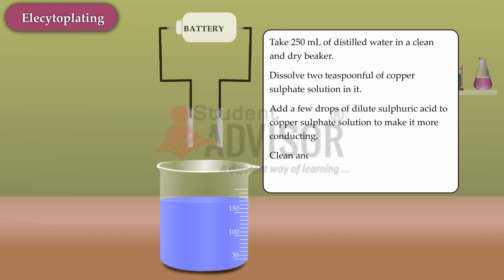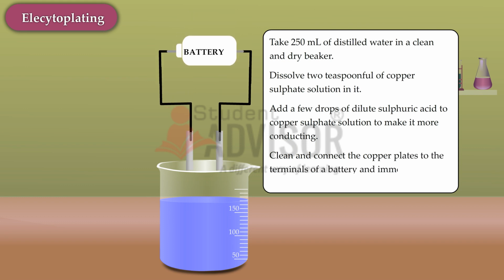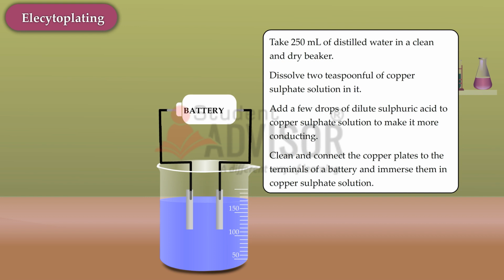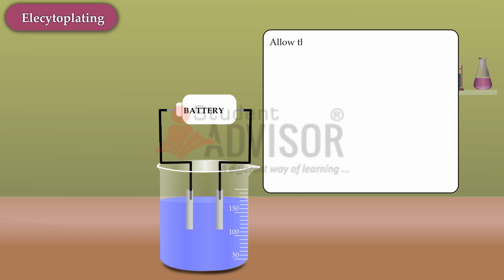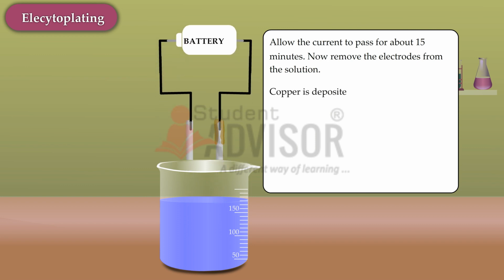Clean and connect the copper plates to the terminals of a battery and immerse them in copper sulfate solution. Allow the current to pass for about 15 minutes. Now remove the electrodes from the solution. Copper is deposited on the electrode.